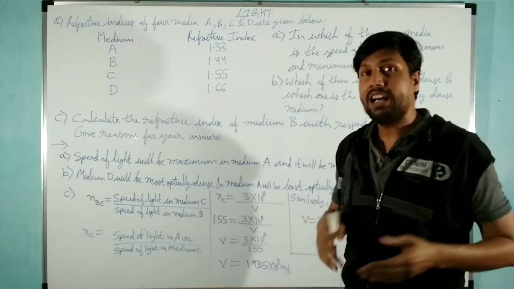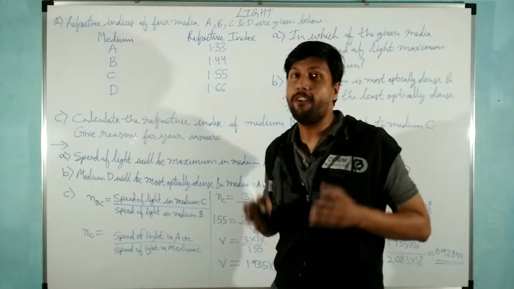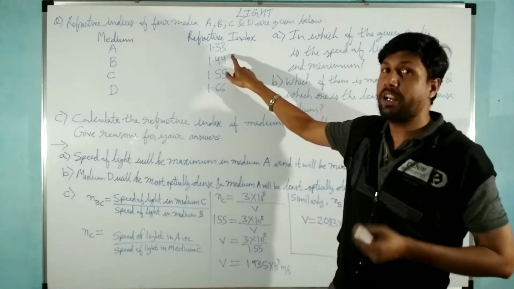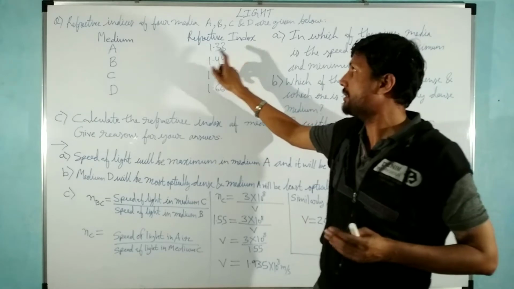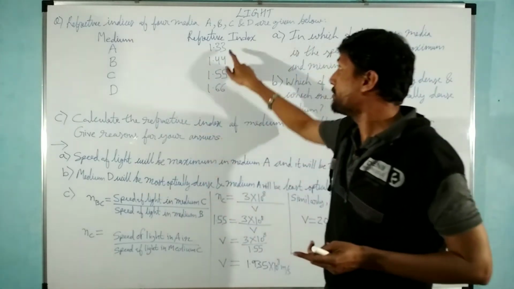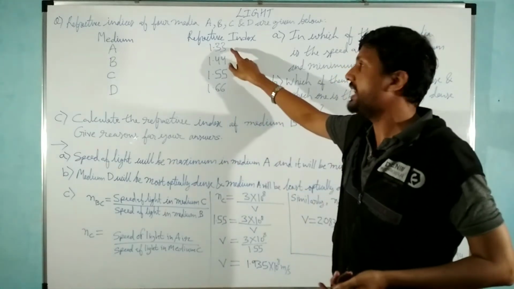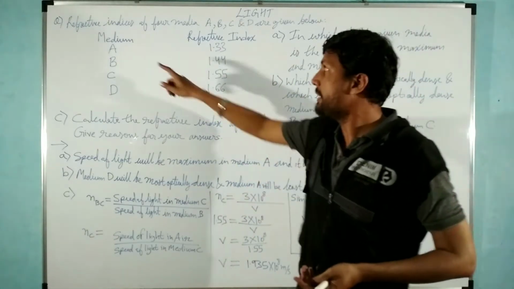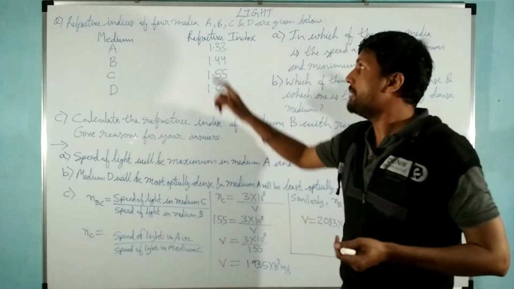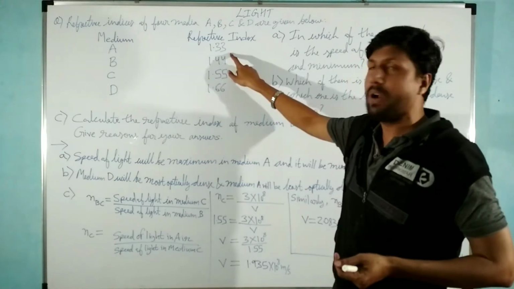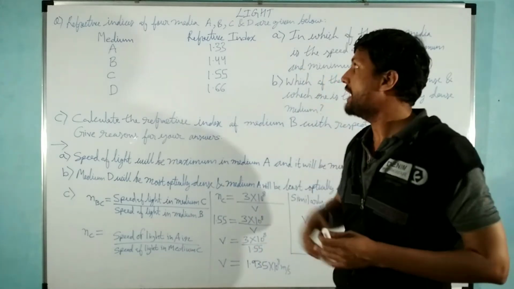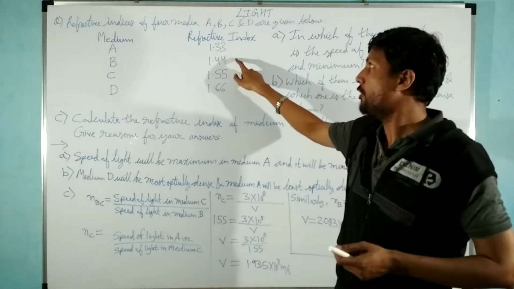Now the other way to understand this is the speed of light. What I mean to say is that the speed of light gets reduced this many times, that is, it is 1.33 times slower in medium A with respect to air. So in medium A, the speed of light will be 1.33 times slower than in air. That is the meaning of the refractive index.